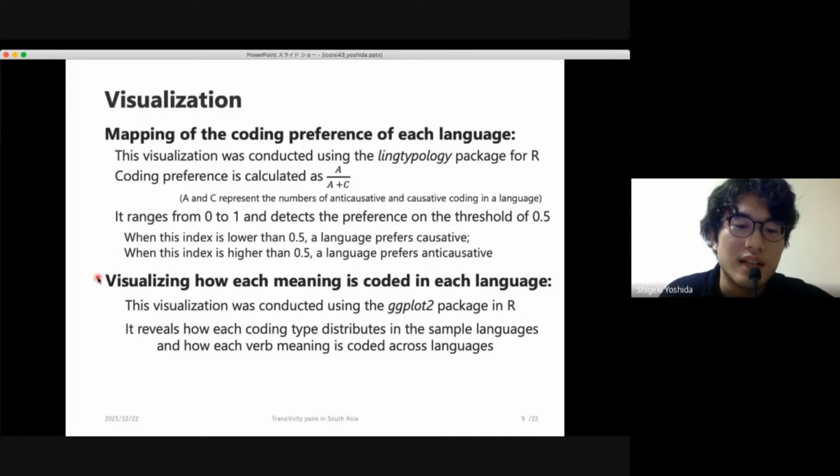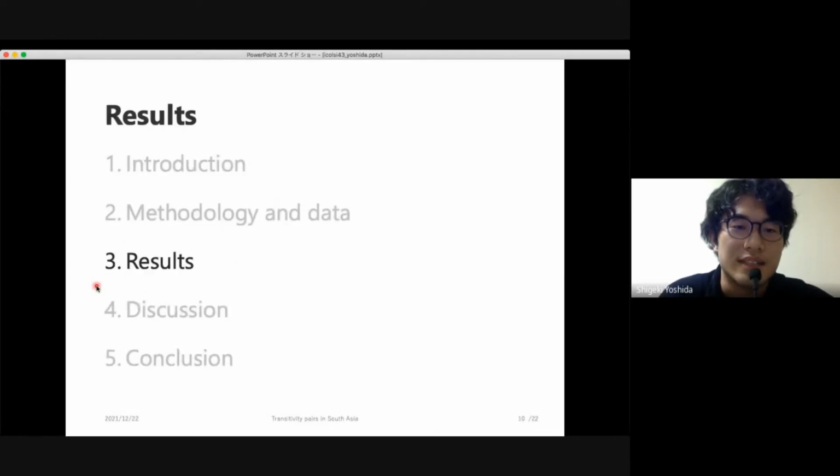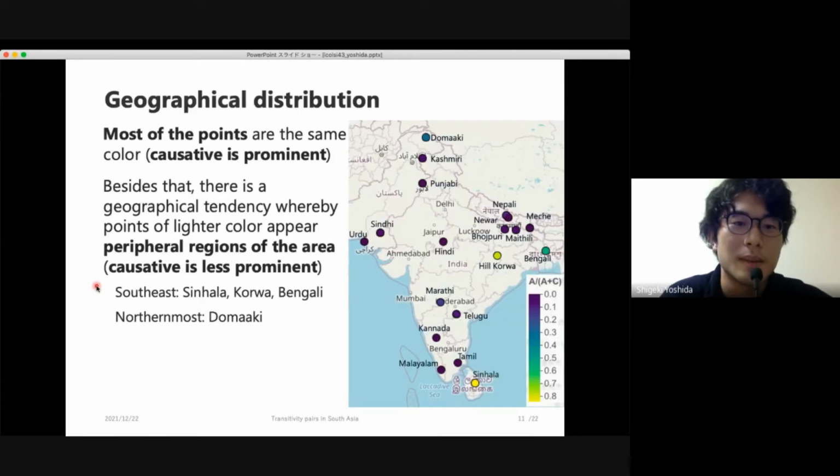I also visualized how each meaning is coded in each language by using the ggplot2 package in R. Okay, let's see the results of the visualizations. This figure shows the geographical distribution of the sample languages with their coding preferences.